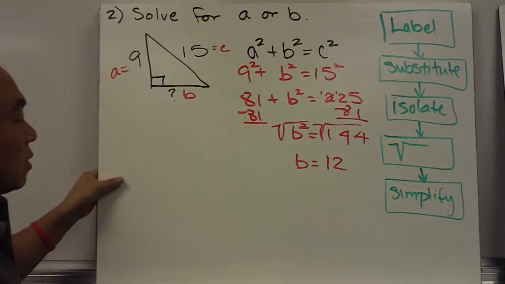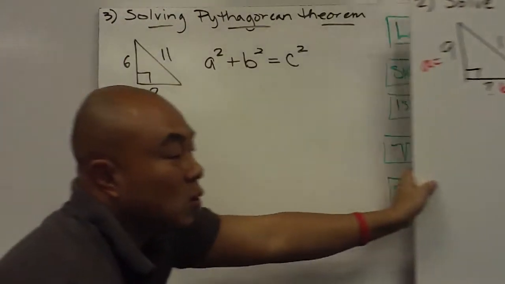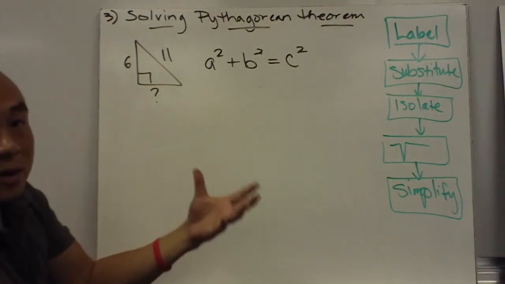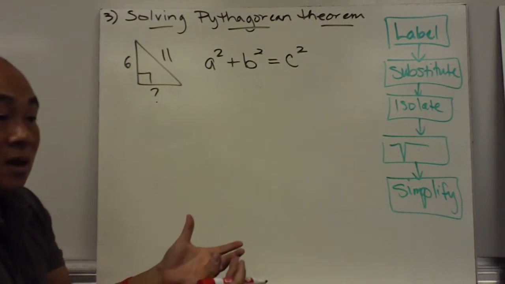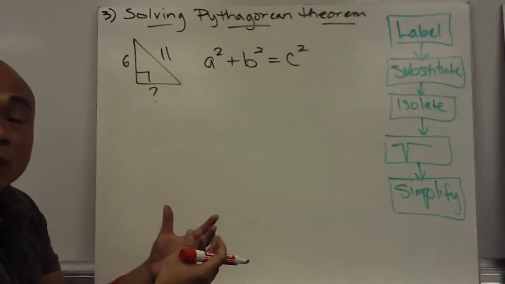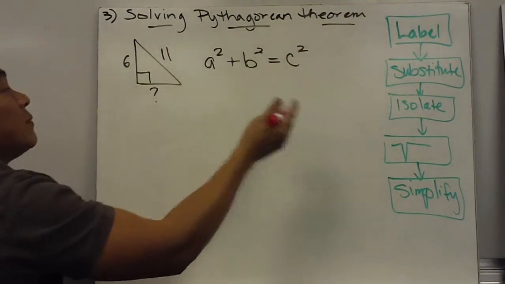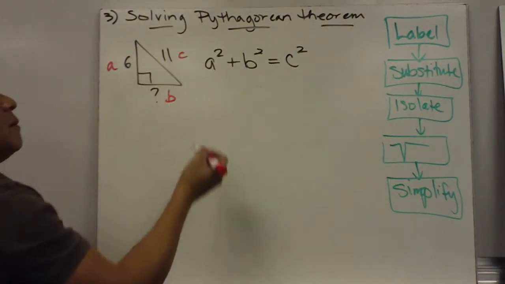Alright, so now, these came out really nicely. They had nice whole numbers as answers. So what happens when you're not going to get a nice whole number as an answer? Well, then you're going to have to kind of guesstimate what that answer is going to be, because it's going to be a square root of a number that is not perfect. Okay? So first of all, same thing, label A, B, C.